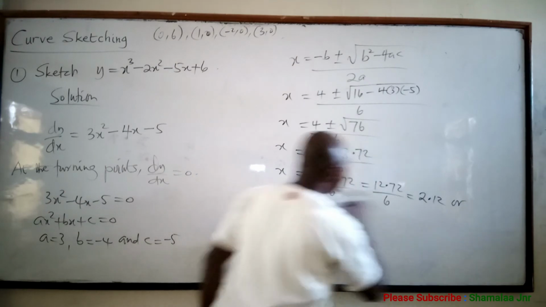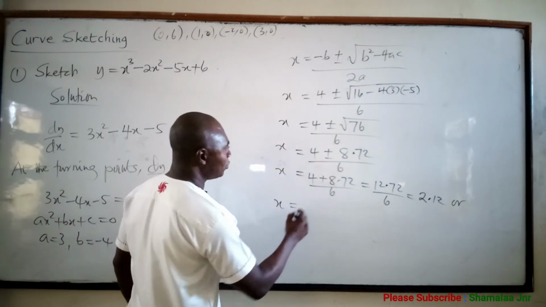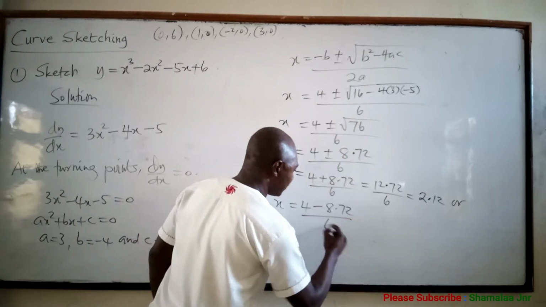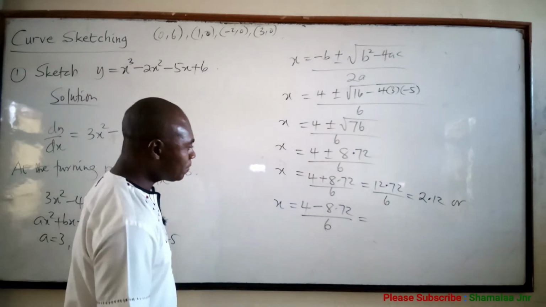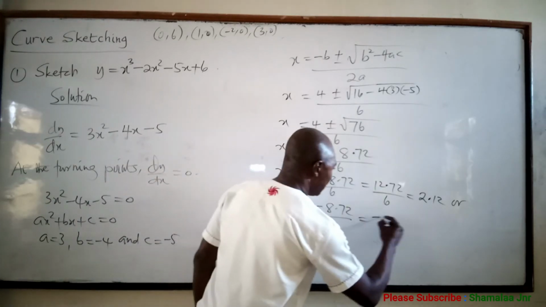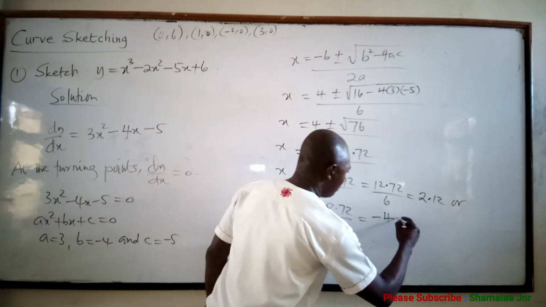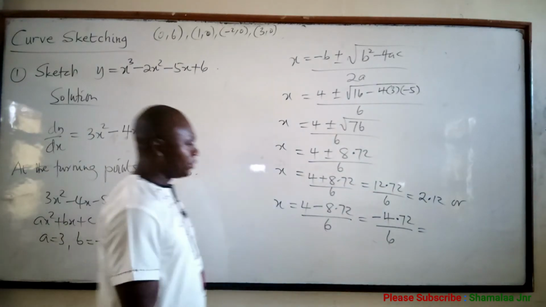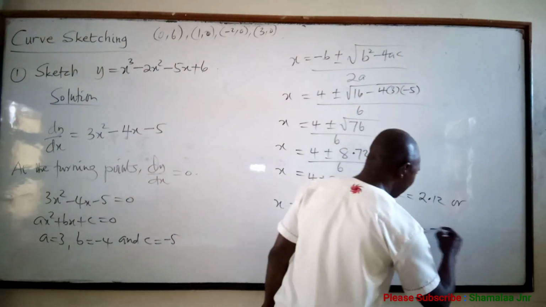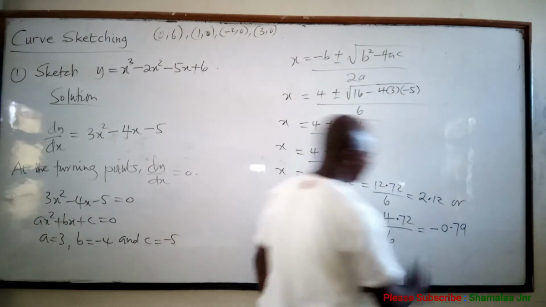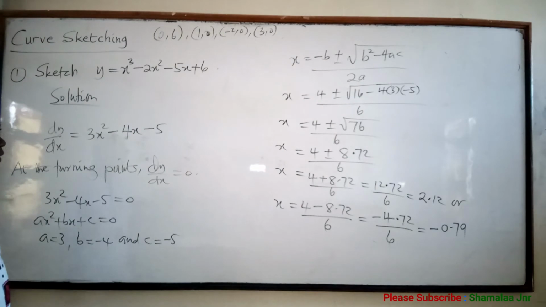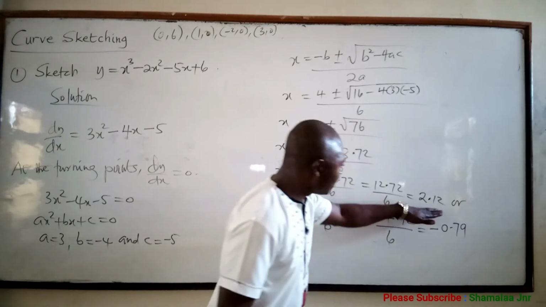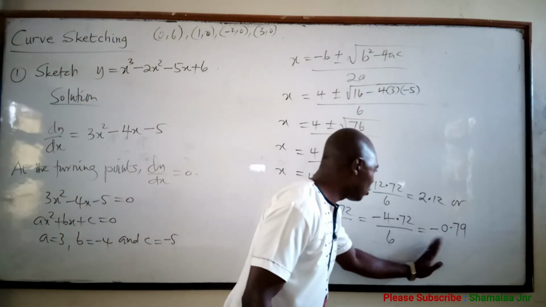Now let's go to the negative. x is equal to 4 minus 8.72 all over 6, and this is equal to negative 4.72 all over 6. And this is equal to negative 0.79, if you correct it to 2 decimal places. So you have these two values: x is equal to 2.12 and x is equal to negative 0.79.